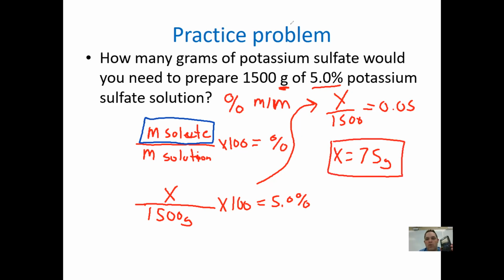Now, we can always check if this is correct. We can put it into our calculator. So if I take 75, because that's what we found, that's where that x is, divided by 1,500, times by 100, we should get 5%. And I don't know if you can see my calculator, but that's what we got there.